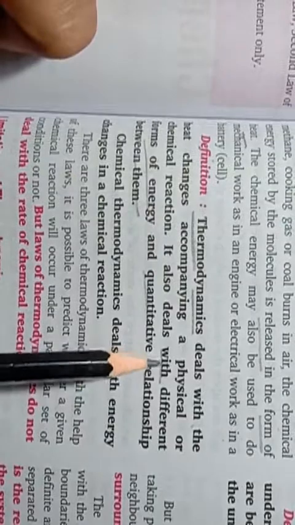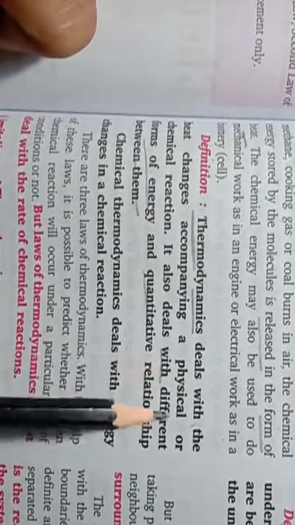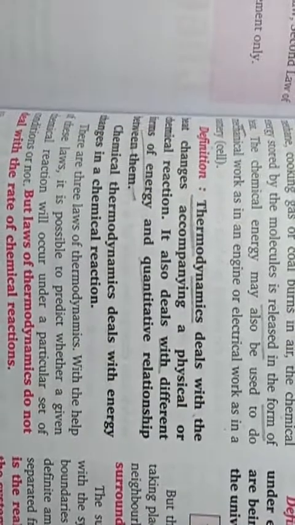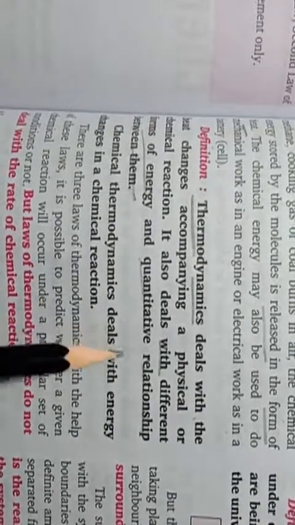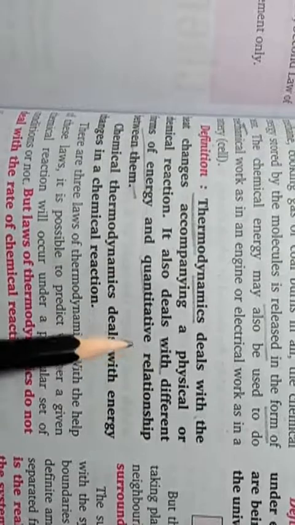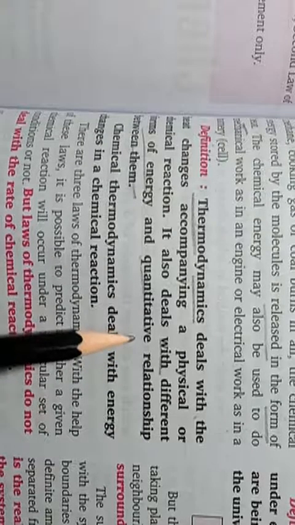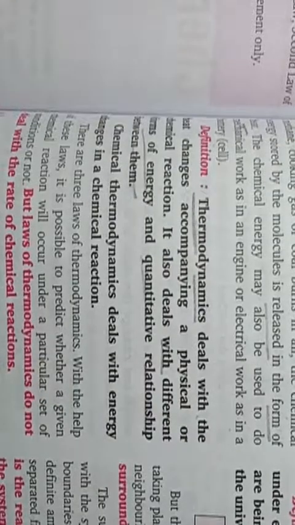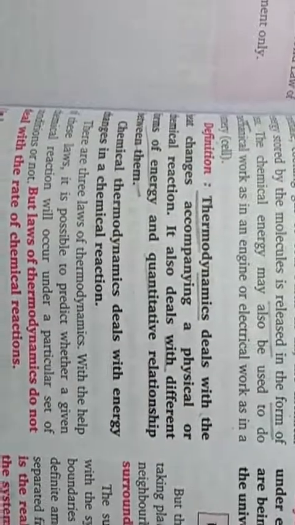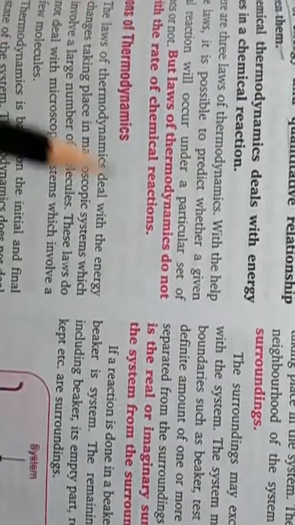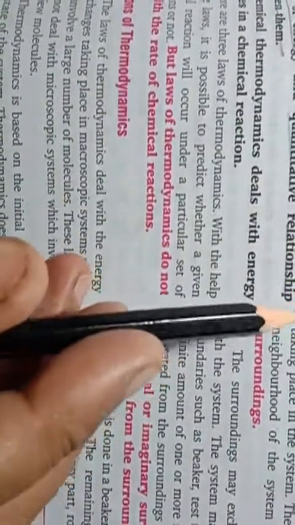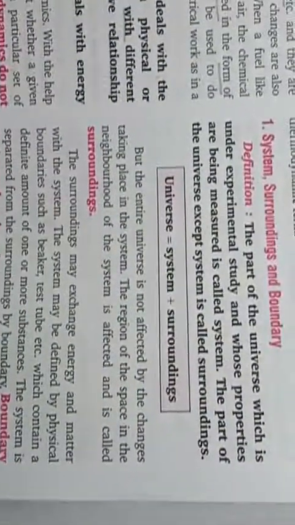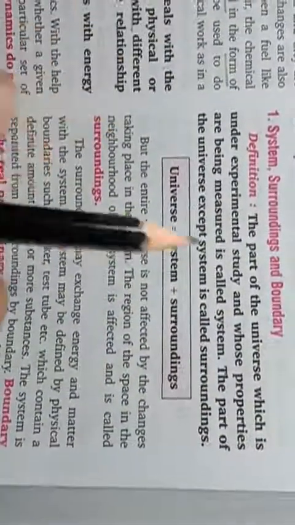Okay, students. So simply we can say that thermodynamics is the branch of science which deals with the study of different forms of energy and the quantitative relationship between them. Okay, students. Then after this we will take some basic concepts of thermodynamics, and out of these basic concepts, the first is system.